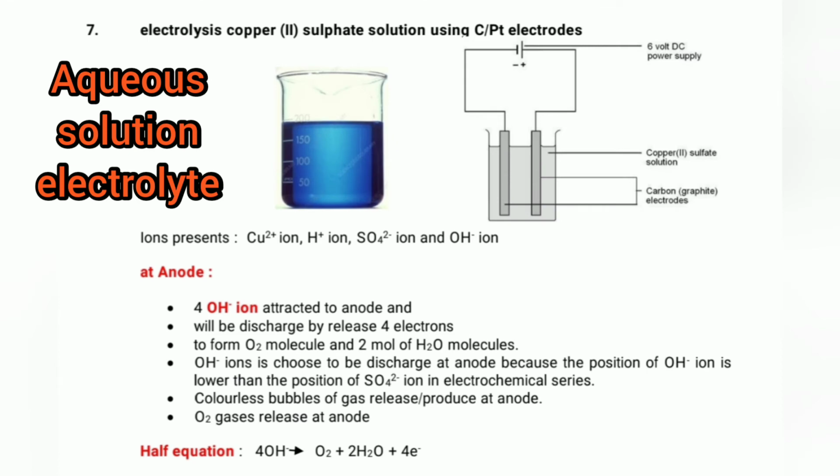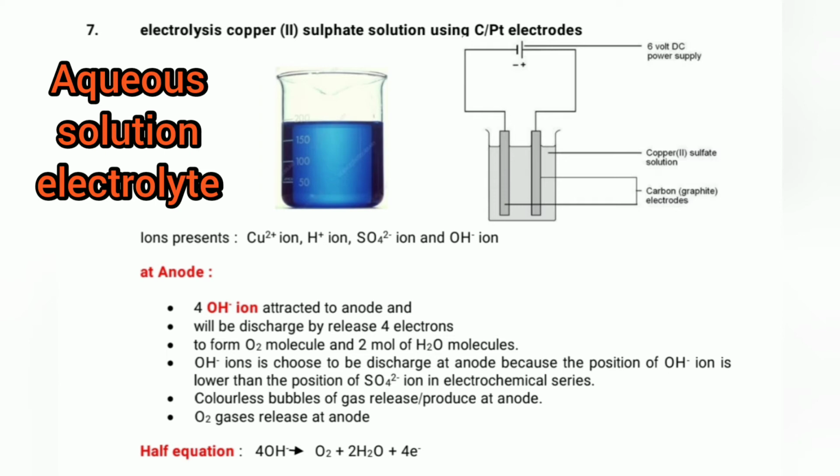Electrolysis of aqueous solutions. An aqueous solution of a compound is a solution produced when the compound is dissolved in water. An aqueous solution of a compound contains an anion and cation of the compound, and hydrogen ion and hydroxide ion from the partial dissociation of water molecules.